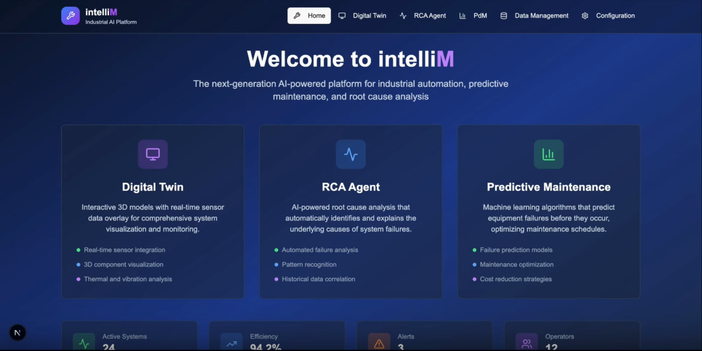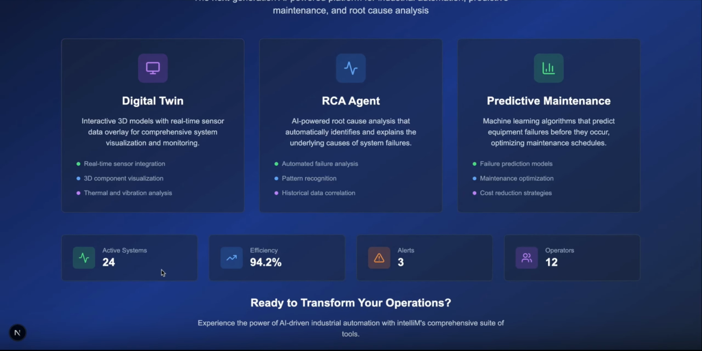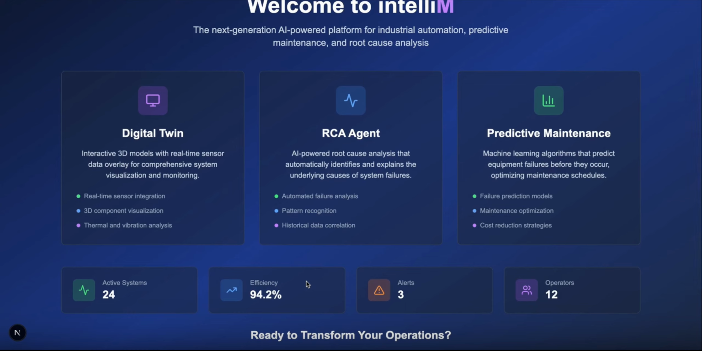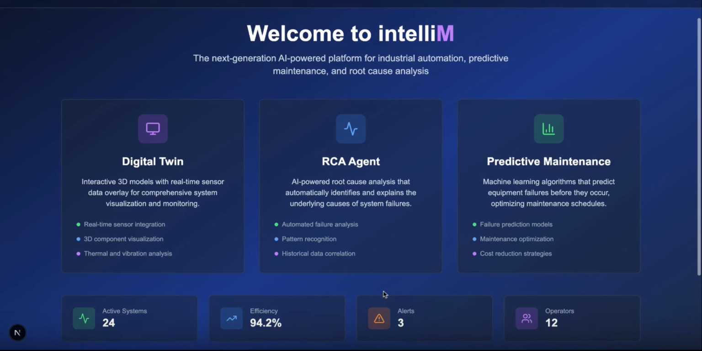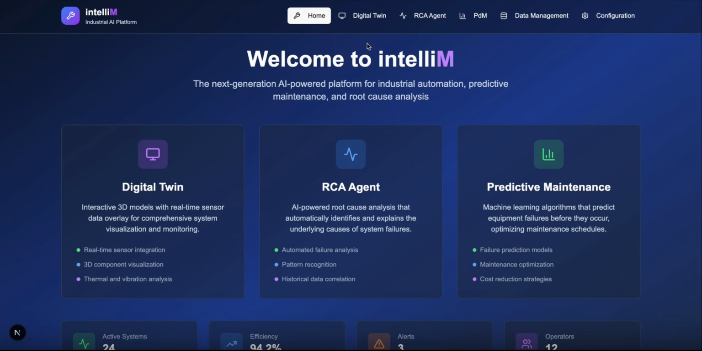In our platform right now we have around 24 systems active. The efficiency score is about 94.2%. About 12 operators are live, and then there are 3 alerts on this particular shop floor platform.